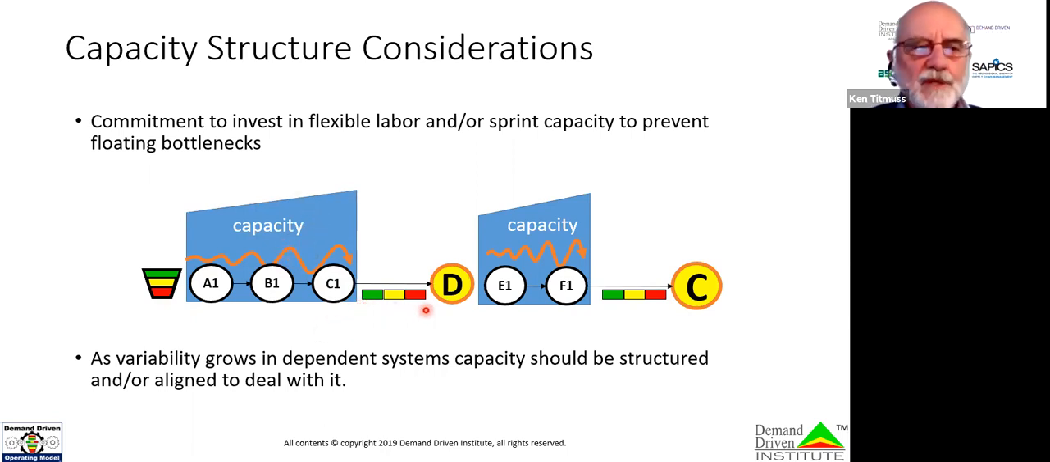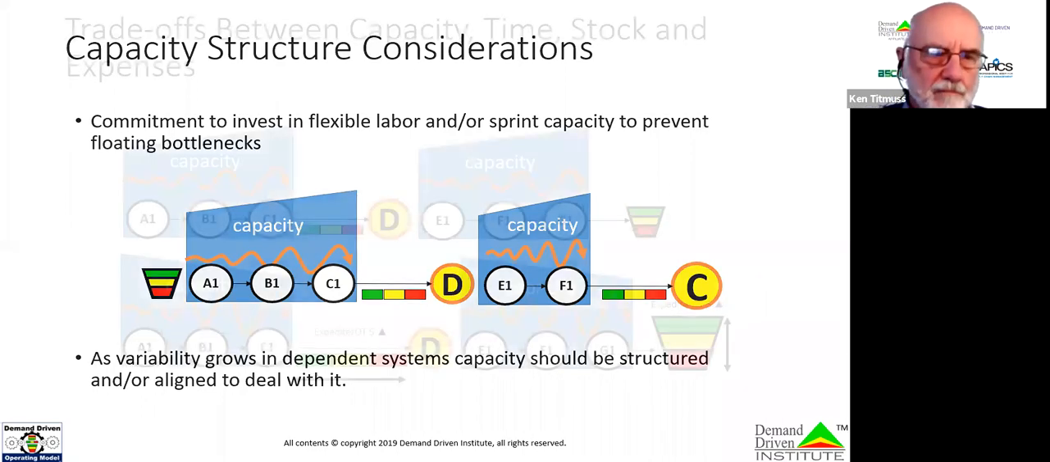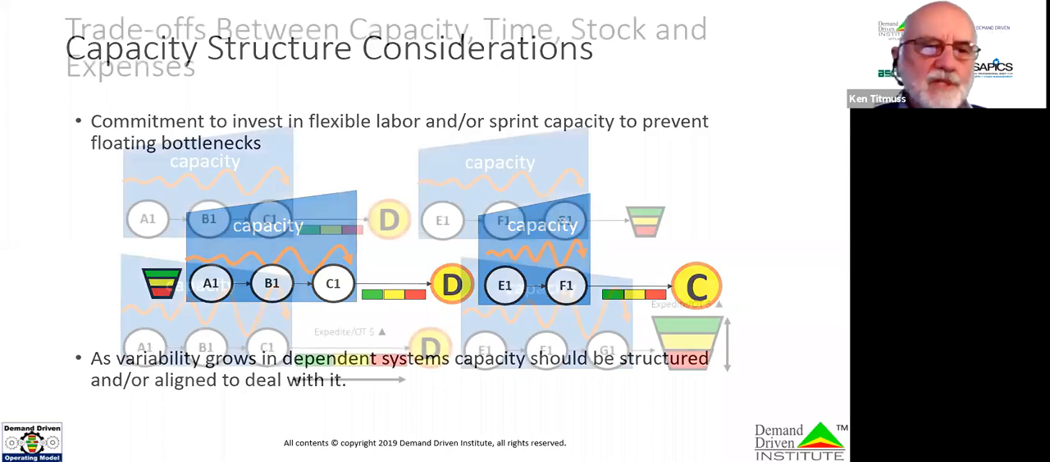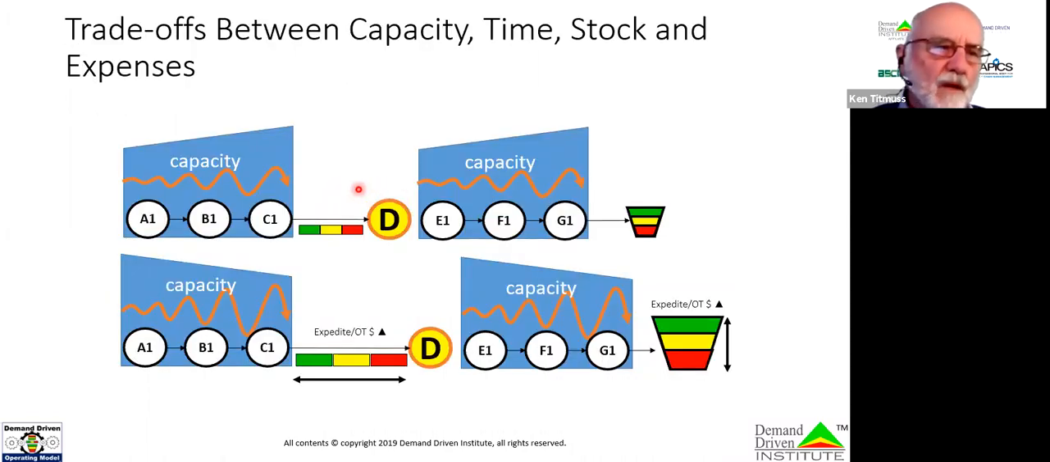So we have a time buffer in here going into this drum so that when we've scheduled the next part to go onto the drum here, it is available, sitting in the time buffer here. And we've done the same thing here going to the control point, which might be where we ship the product out to the customer. So as variability grows in dependent systems, capacity should be structured or aligned to deal with it. So ideally, we want to be in this kind of situation, as I mentioned just now, where we've got rising capacity availability as we go through the processes.